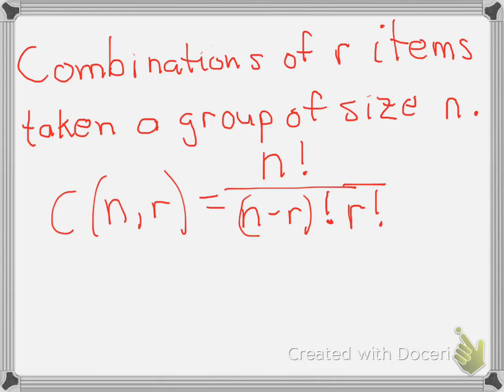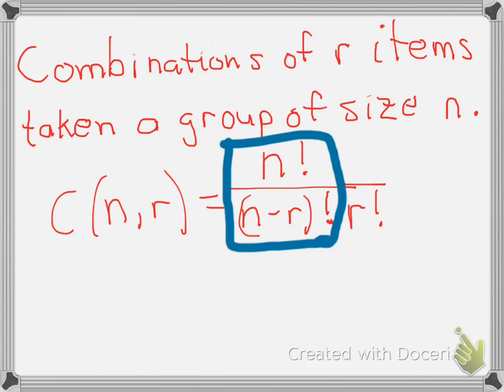The rule is that the combination of r items, combinations is the word for a group where order doesn't matter, of r items taken from a group of size n is C(n,r) equals n factorial over (n minus r) factorial times r factorial. You should notice that the section I'm highlighting here is just the old permutation formula. And what makes it a combination formula now is that we are dividing, putting in the denominator, another r factorial. We're dividing out all those ways to arrange those people.